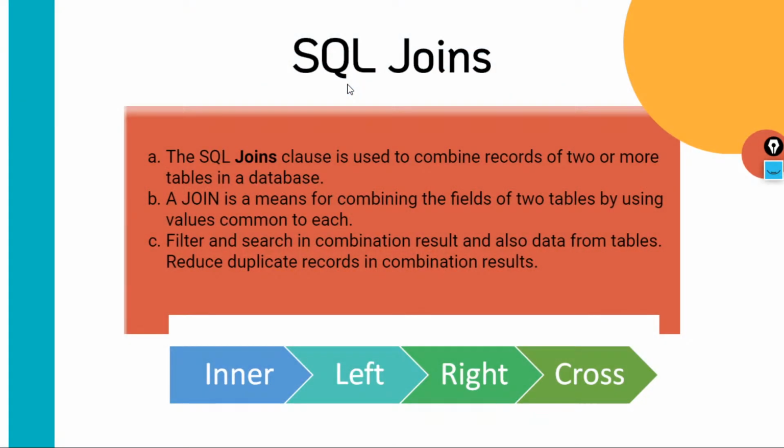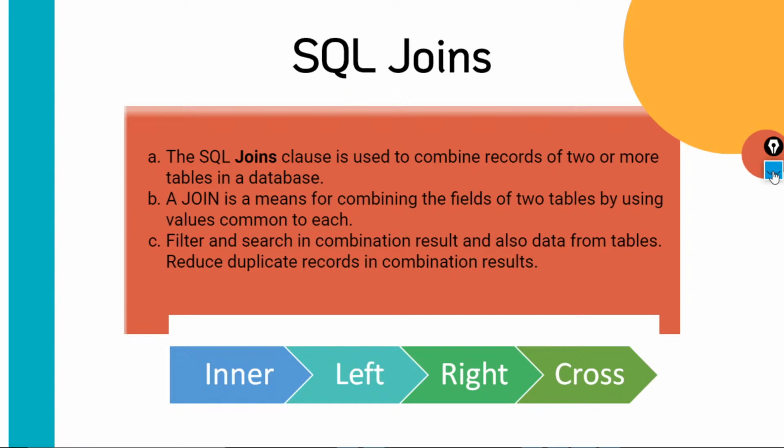Okay, let's come to the most important topic, SQL joins. Talking about joins, the join clause is used to combine records of two or more tables in a database. As the theory suggests, it is as simple as joining or merging information that is contained in two different tables. That is what a join does.